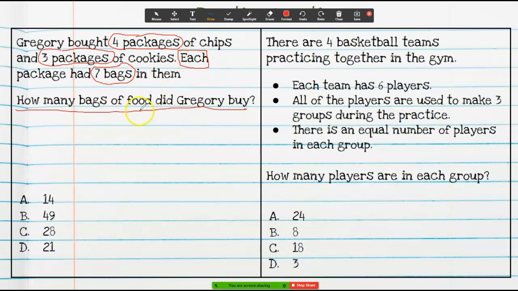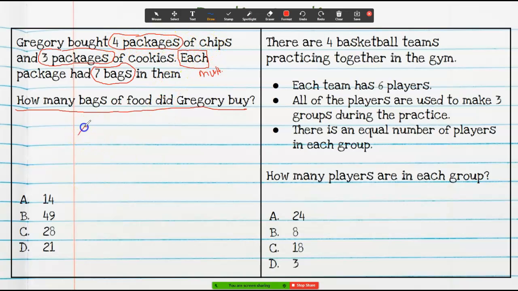Okay, remember, if each is in the question, it means we're dividing. If each is up here in the problem, it means we're going to multiply. Okay, so I have 4 packages of chips, 3 packages of cookies. Now, the best way to figure this out is always to draw it out. Okay, picture what it's saying. So let's draw our chips first.